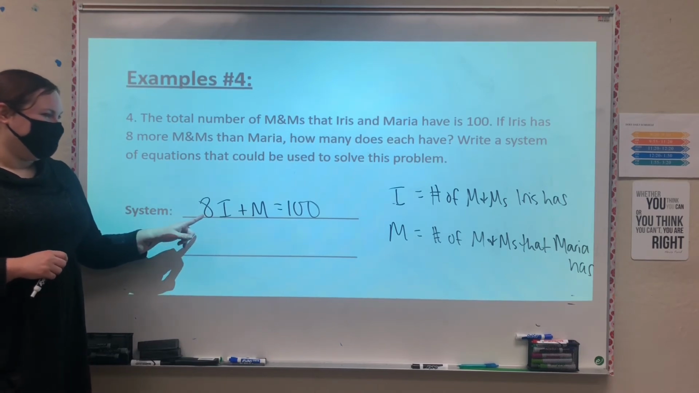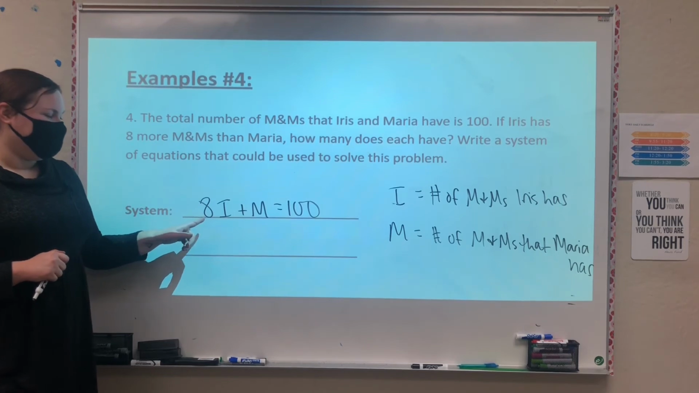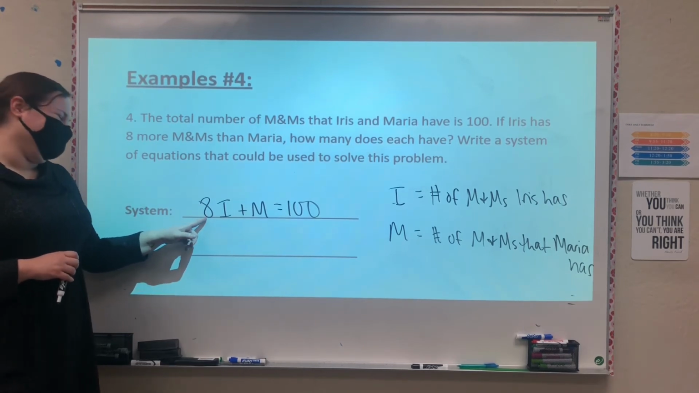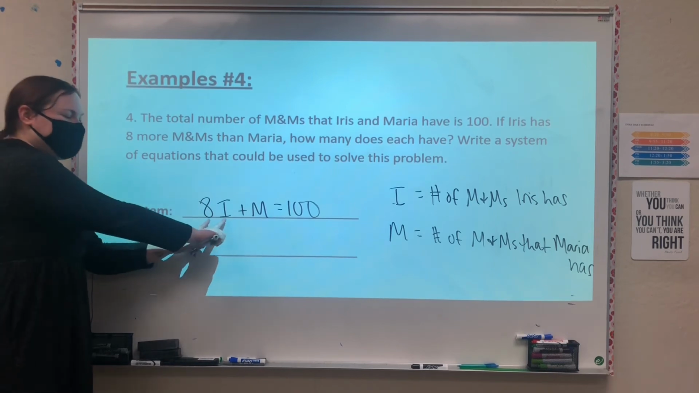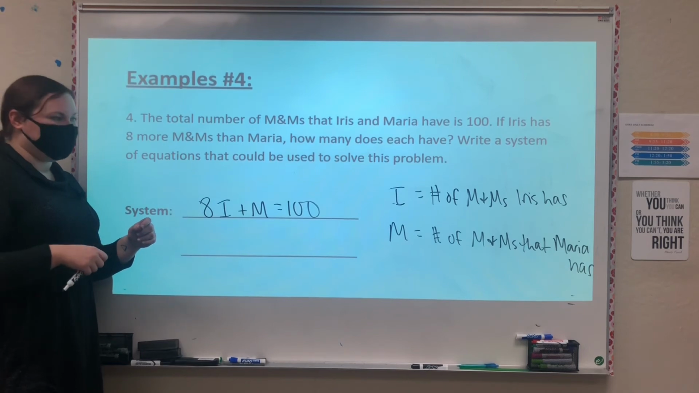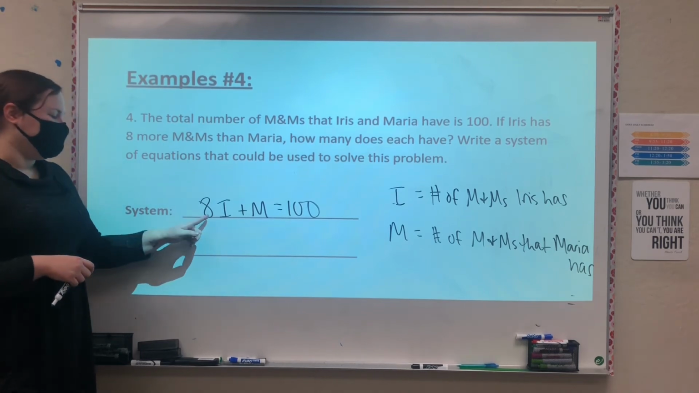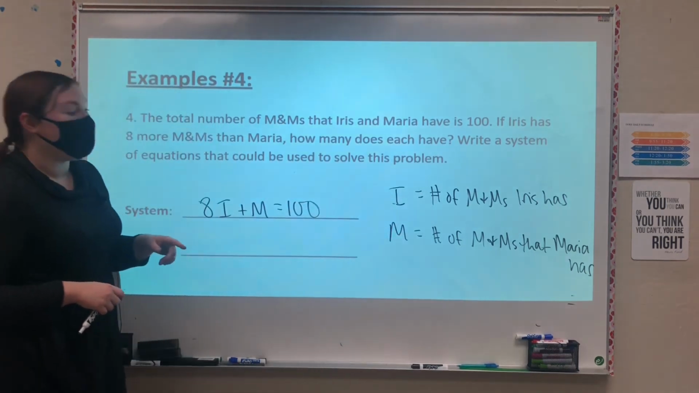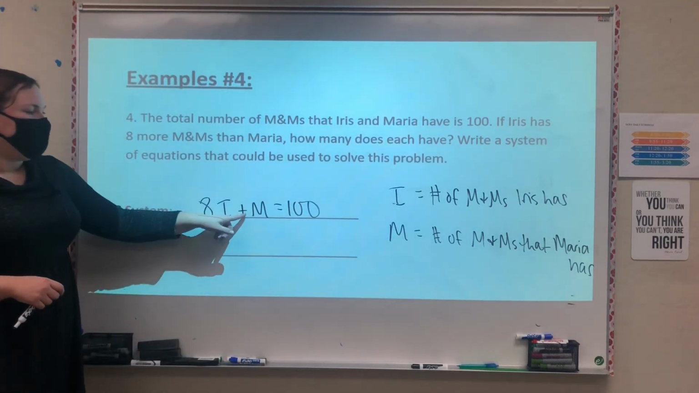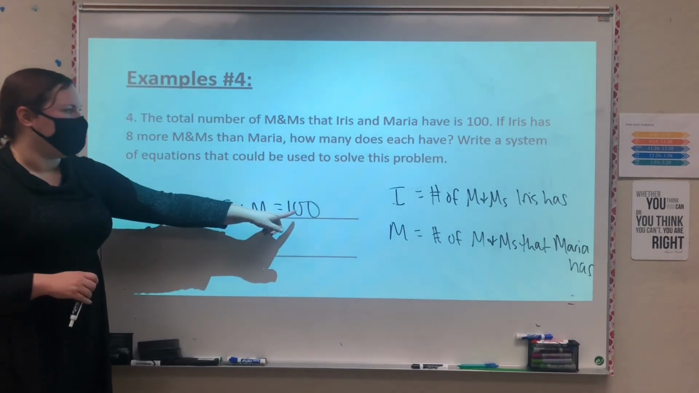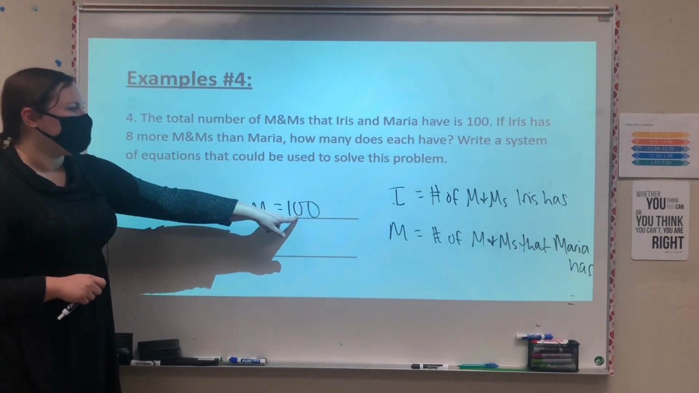What does this say? That says that she has 8 of, or well, something to do with 8. Yes. But what does it mean when you put them next to each other like that? It means you would have to multiply by whatever I is. Yeah, so this is 8 times the number of M&Ms Iris has, plus the number of M&Ms Maria has equals 100. Let's go back to that 100 there.